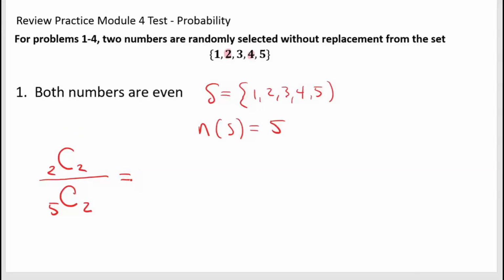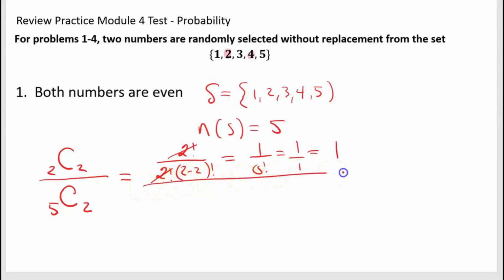Now, if we run this calculation, remember, you could type that in your calculator. It's fine. Or if you use the formula, that's 2 factorial divided by 2 factorial times (2 minus 2) factorial. Now, 2 minus 2 factorial is 0 factorial, which is 1. And these 2 factorials cancel. So that's 1 over 0 factorial, which we already said is 1. So the numerator is 1, divided by 5 choose 2.